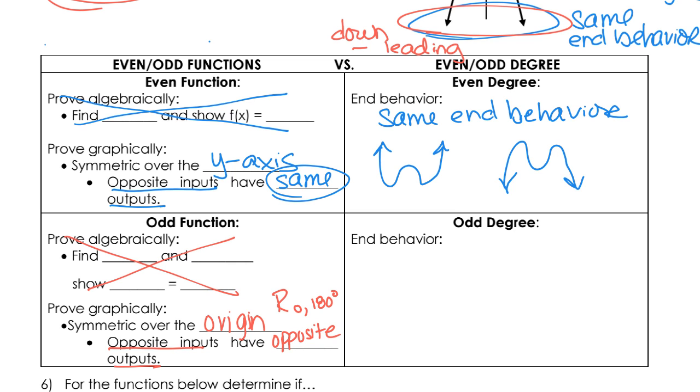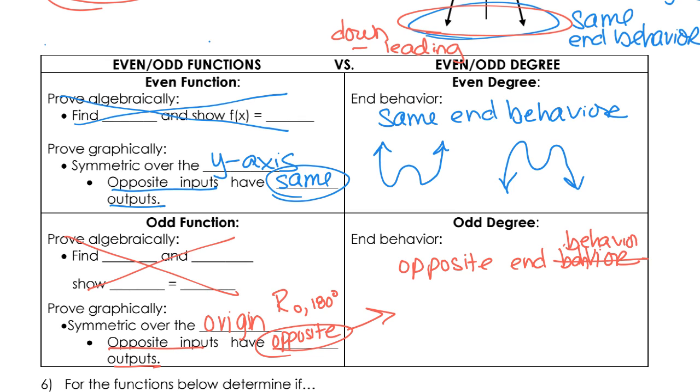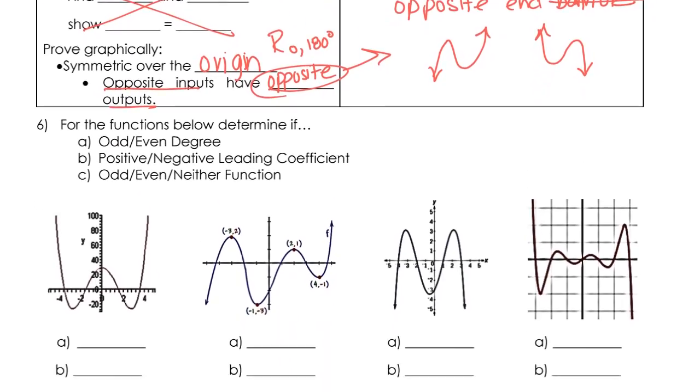And now we are going to talk about odd degree, in that we still kind of use that same opposite word, but to remind ourselves, it's opposite end behavior. I spelled that completely wrong, so let's try that again. Behavior. So opposite end behavior will look something like this, where one end is going up and one end is going down, or vice versa. This one's going up and the other end is doing the opposite and going down. So that is the difference between odd functions and odd degrees, but they are similarly related.